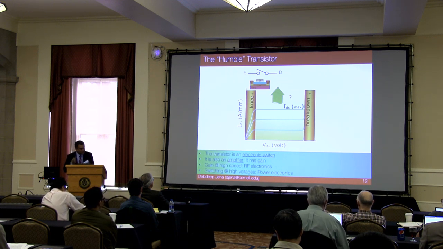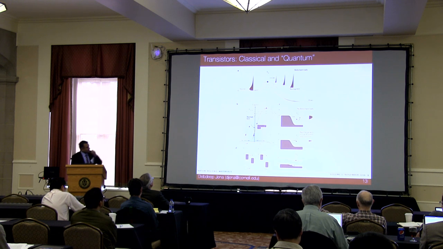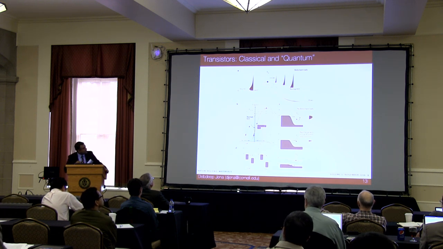I don't know how one should call it classical, because if you did not have the exclusion principle, you will not get this on-off ratio either. So it is already quantum in that sense, but we are not using the coherence of the electrons here. We're just using the exclusion principle.